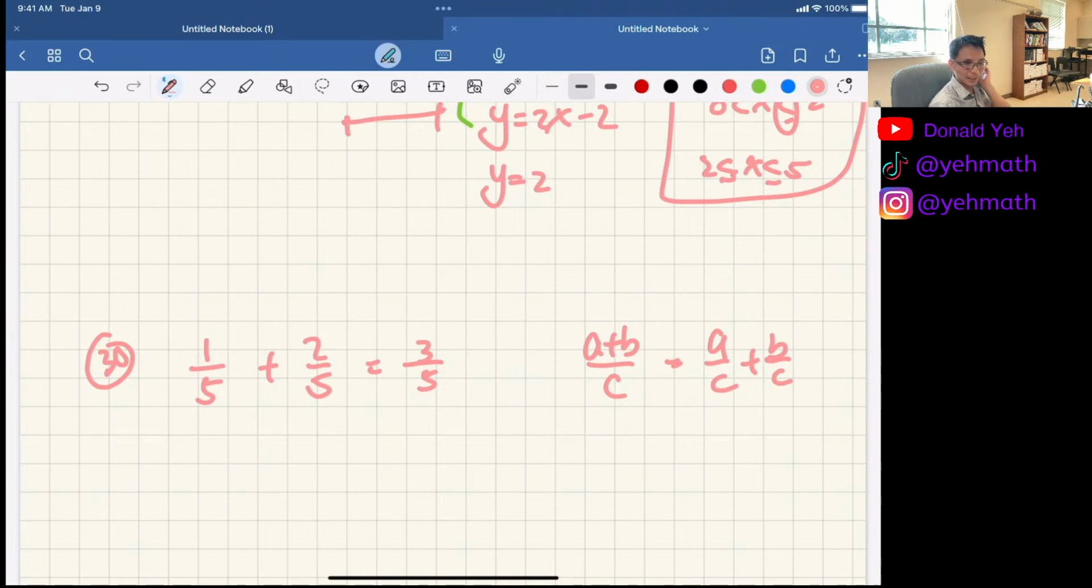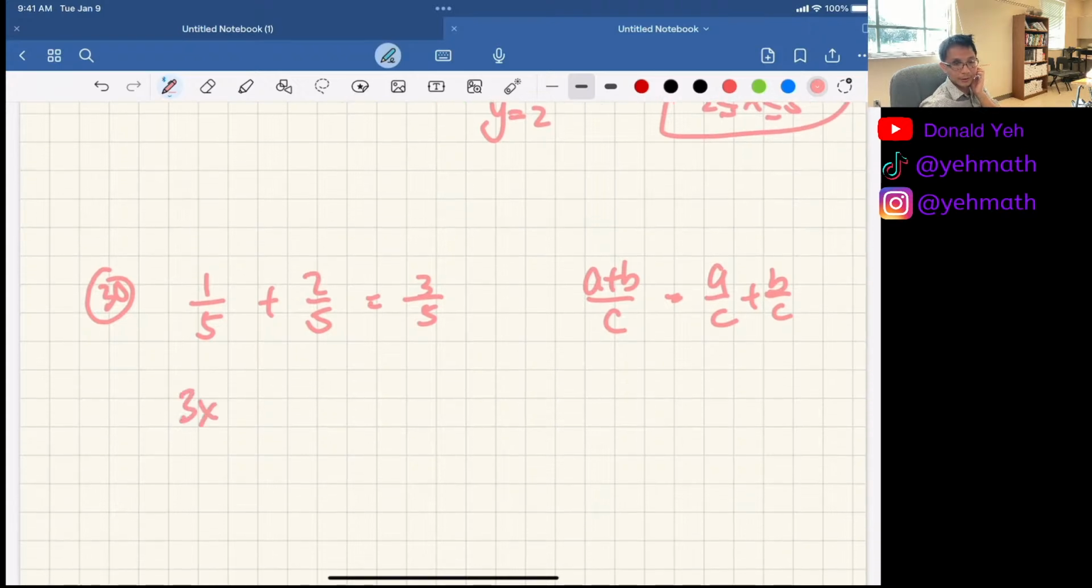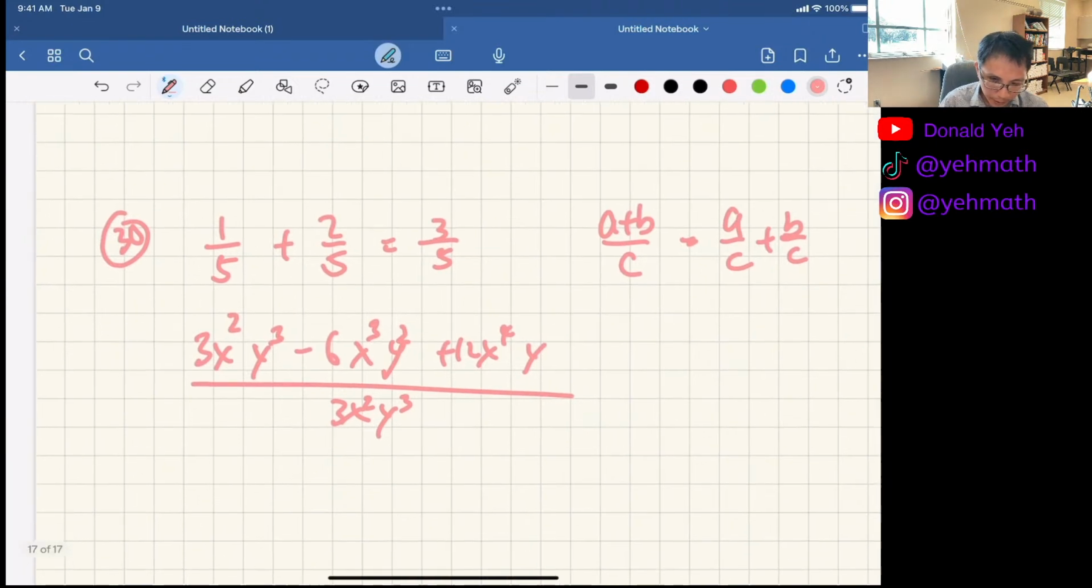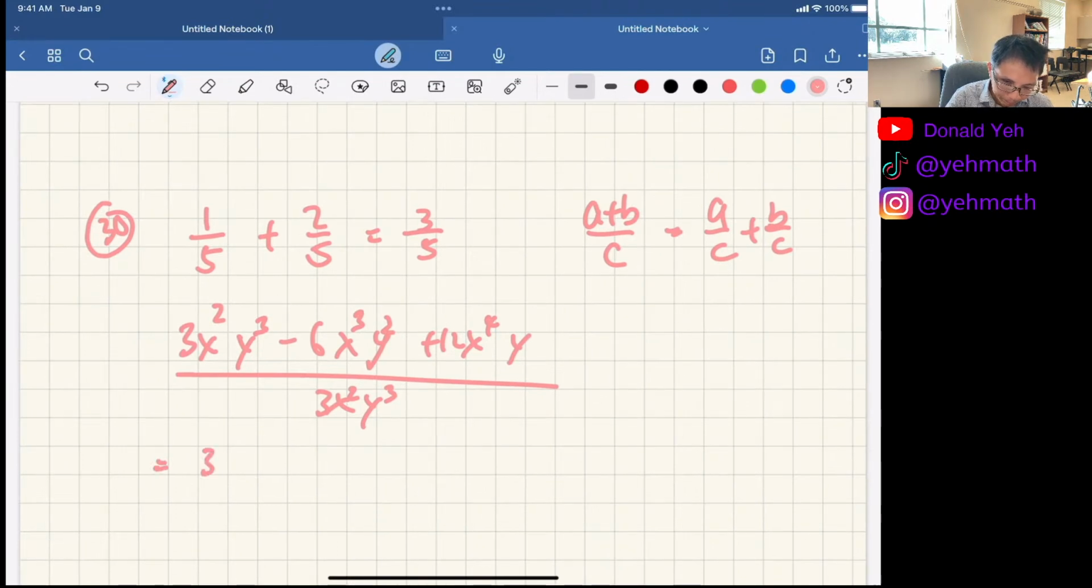With that in mind, question 30 is like this: 3x squared y cubed minus 6x cubed y squared plus 12x to the fourth y, over 3x squared y cubed. Sorry about a typo on the bottom; it doesn't matter, it's just y. What you can do is split them because the bottom is one term. This is a very powerful technique in calculus, and I really emphasize this question because you're going to use it a lot.